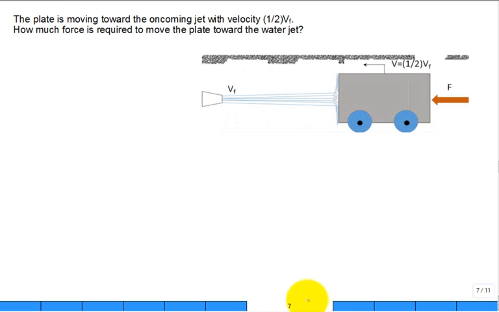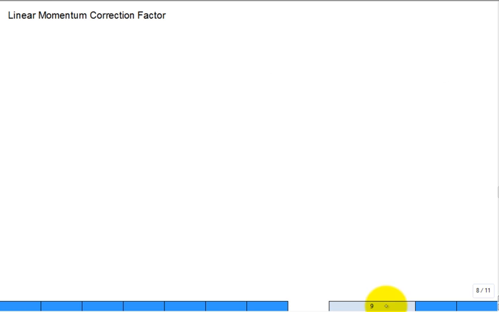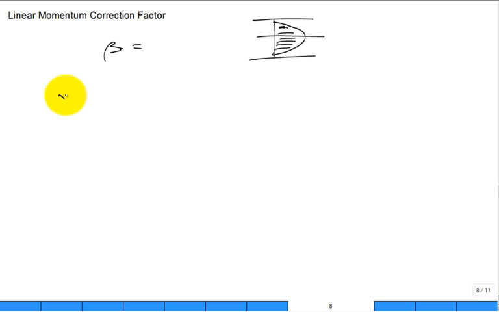I think I spent too much time on the other one. The linear momentum correction factor, beta. Well, if I have a pipe flow and I have a velocity distribution in that pipe, so it's going fast in some locations and slower in some locations, but I want to use a simple equation that the mass flow rate times the average velocity in the pipe times a correction factor is equal to the linear momentum flow rate if I did a detailed integration over all of the area over which it outflows across that pipe.